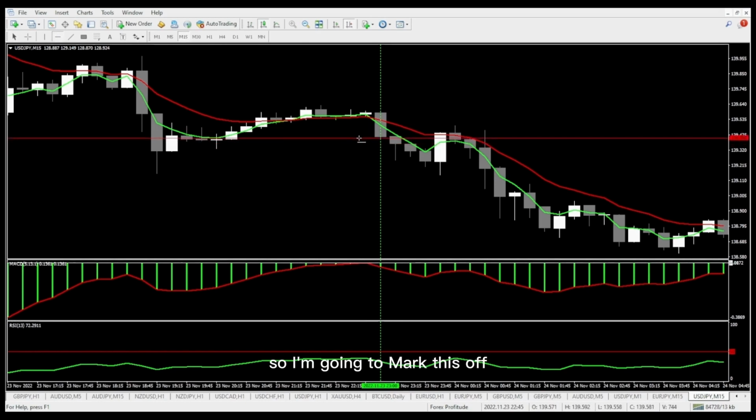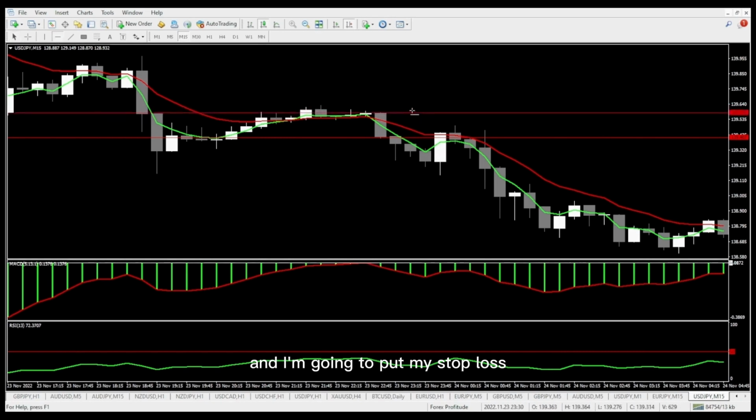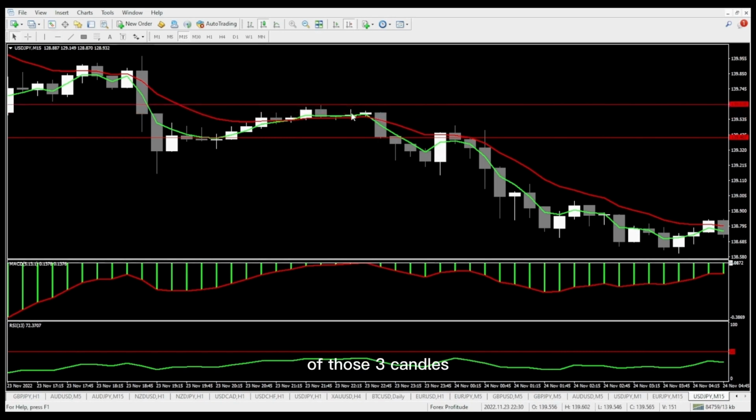So I'm going to mark this off. This is where the entry is going to be, at the close of this candle and the open of the next candle. Now, with that being the case, where do I want to put my stop loss? I'm going to count back 3 closed candles: 1, 2, 3, and I'm going to put my stop loss above the highest high of those 3 candles, which would be candle number 3. It's not always going to be candle number 3. It might be that first candle, maybe the middle candle, but in this case, it's candle number 3, and that gives us our stop, which also will give us our take profit.